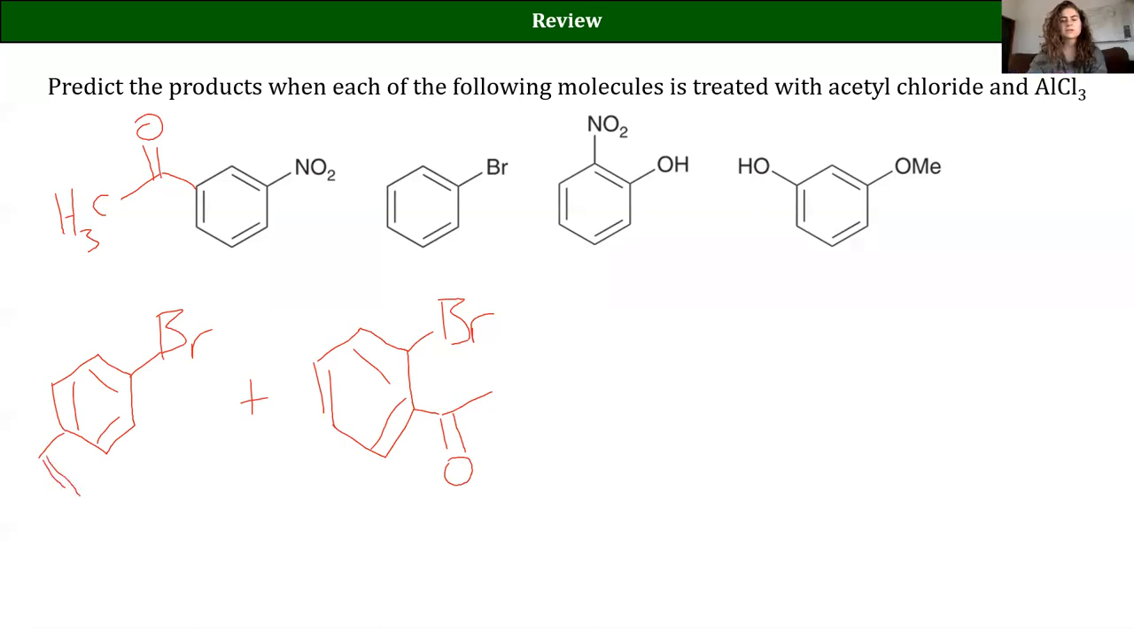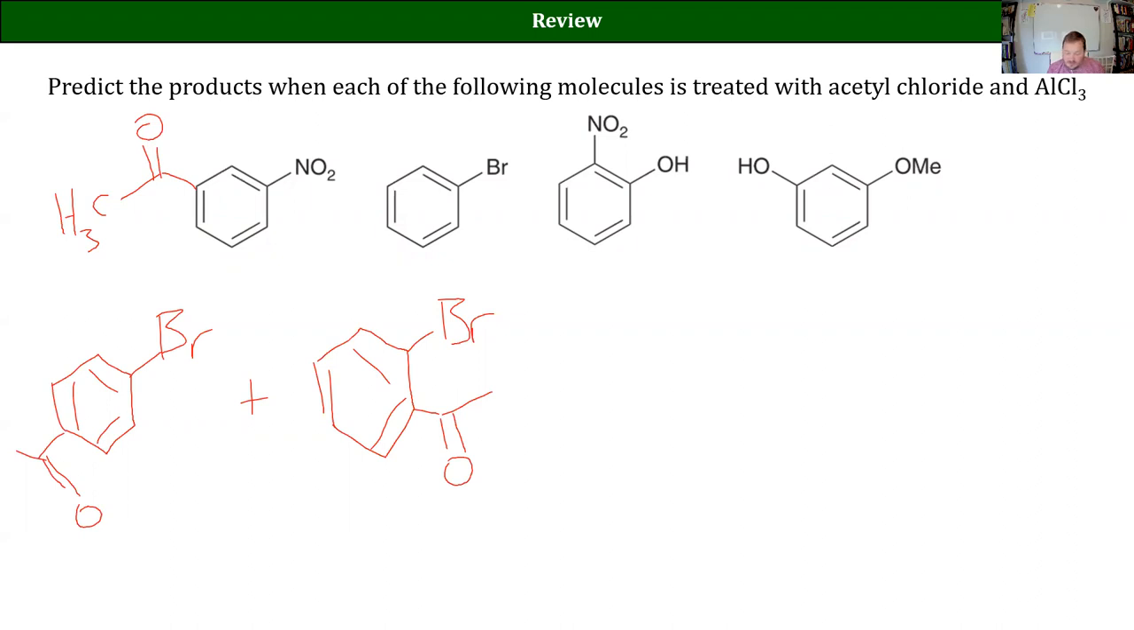Wait, I'm sorry. For the first one, we only get one product? Correct. Because the two meta positions are identical to each other, right? So it doesn't matter which meta position you put the acetyl group in, you'll get the same product. What about directly across from it? That would be the para position, right? And so the nitro group cannot have anything added in directly across from it.